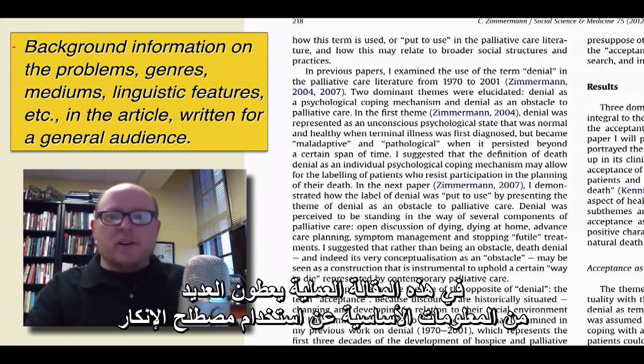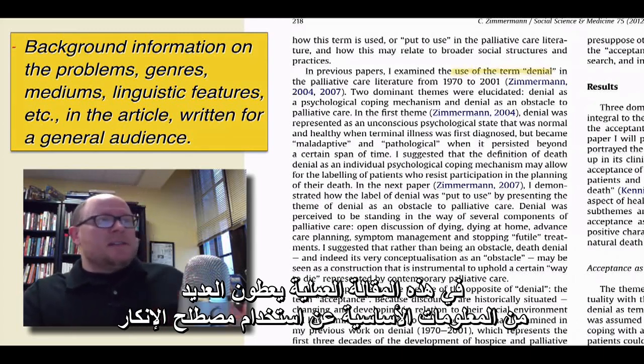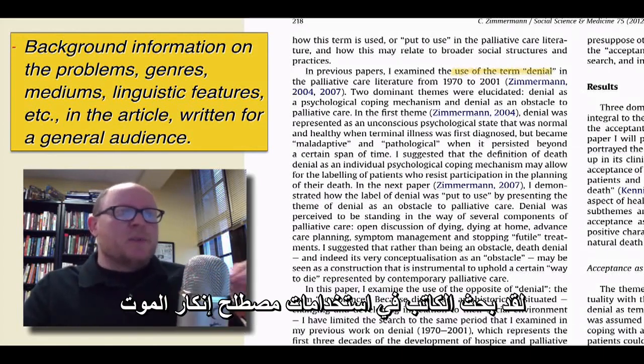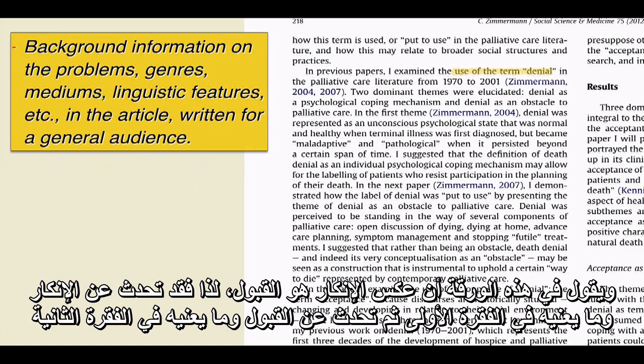In this particular article, they give more background information on the use of the term denial. So this particular researcher has looked at the term denial of death, and now they're going to talk about in this paper the opposite of denial, acceptance. So they give some more information about denial in that first paragraph, and then talk a little bit more about acceptance and what that means in the next paragraph.